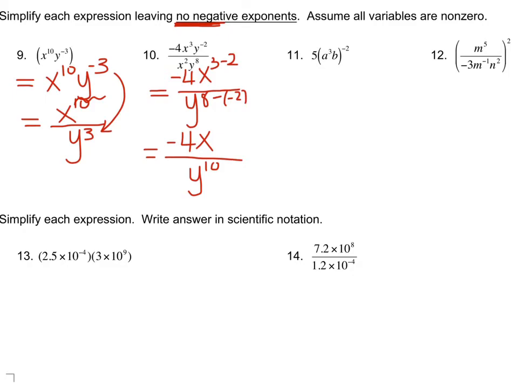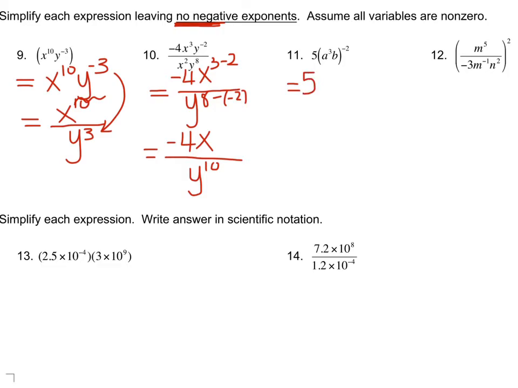Number 11. You have 5 outside of the parentheses. So we discussed this before. Does this 5 get raised to the -2 power? It's not inside the parentheses, so do not raise that number to the -2 power.